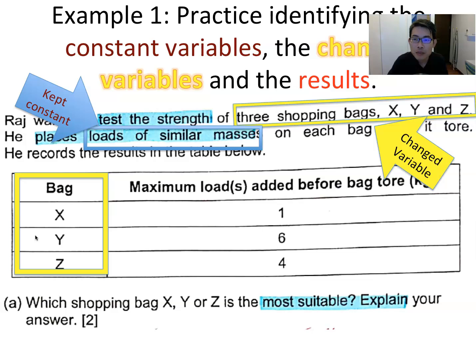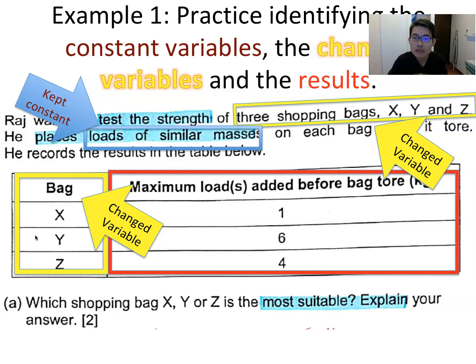And what will be the results that are measured and recorded in the table? Well, this will be the results: the number of loads added before the bag tore or broke. Of course, bag Y will be the strongest bag because it took the most number of loads to tear it. Okay, great. If you have identified all the constant variables, change variable and results correctly.